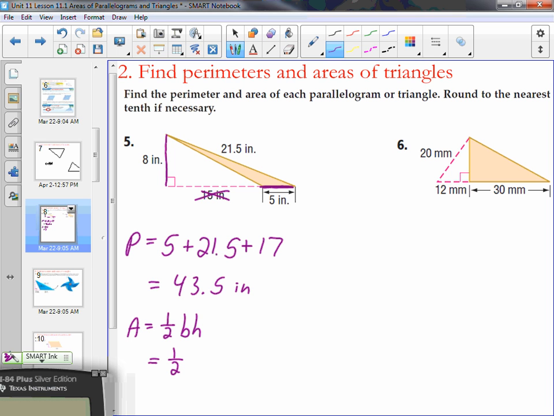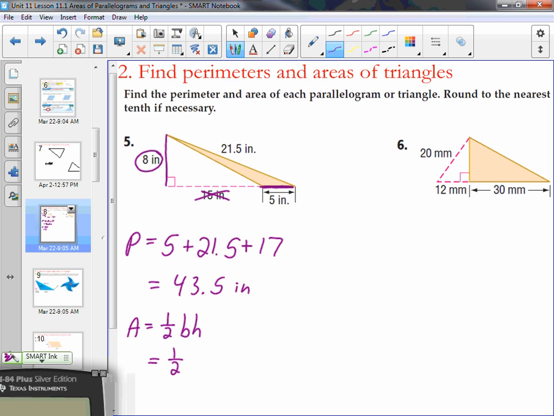Triangles are weird. Obtuse triangles, the altitude is outside of the triangle. In acute triangles, the altitude's inside the triangle. In a right triangle, one of the legs can be the altitude. But in an obtuse triangle, the altitude can be outside of the triangle. Okay? So the 8, that's the length of the altitude. That's the height. The 5, that if you extend the lines, it's perpendicular to, that's the base.